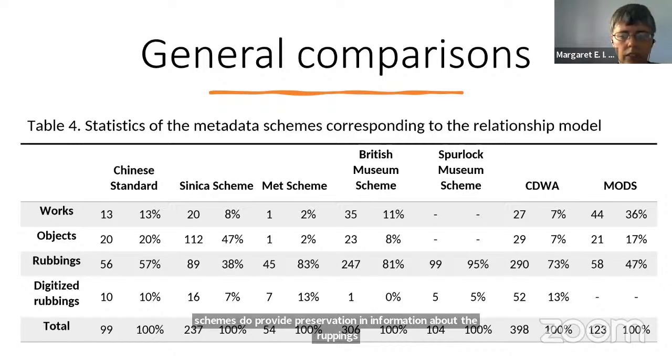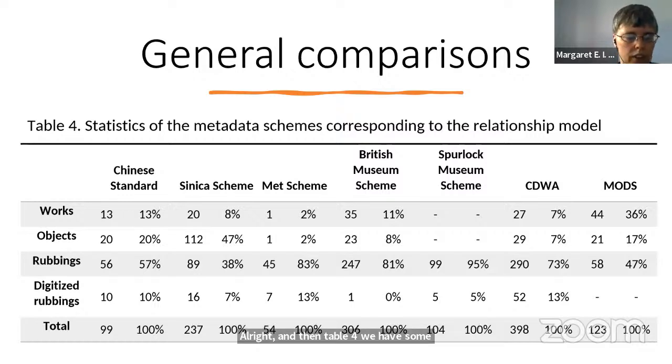All right, and in table 4, we have some statistics corresponding to our relationship model, looking at the works, objects, rubbings, and digitized rubbings. In this case, actually, the majority of the schemes did provide metadata fields that belong to each of our 4 levels. MODS didn't provide anything specific for digitized rubbings. And the Spurlock Museum scheme didn't have the overarching concept of works or objects. But otherwise, this is fairly comprehensive.